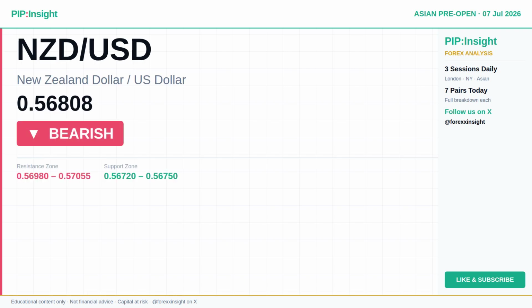Kiwi dollar. The chart is showing bearish structure on this session. The 4-hour trend is to the downside and the 1-hour is also pointing lower. Resistance is marked between 0.5698 and 0.57055. Support is marked between 0.5672 and 0.5675. Here is the full chart breakdown.